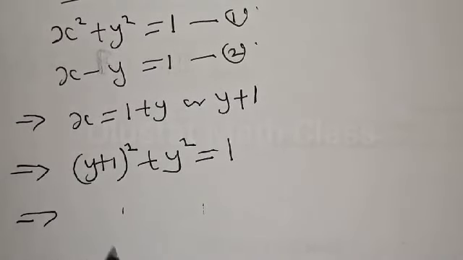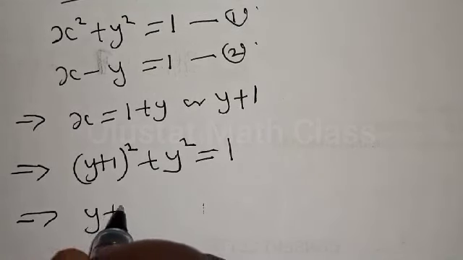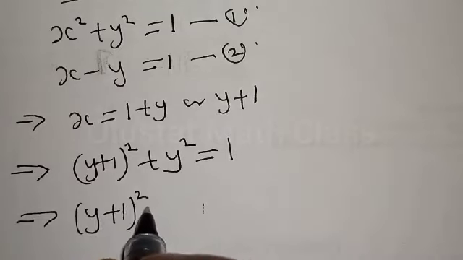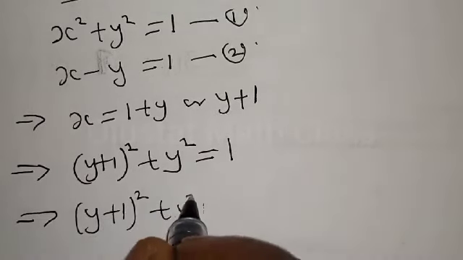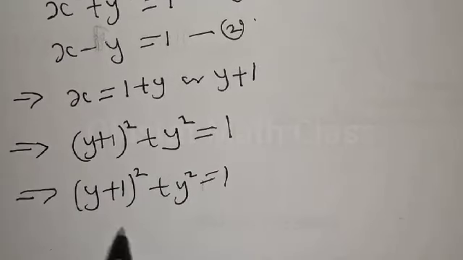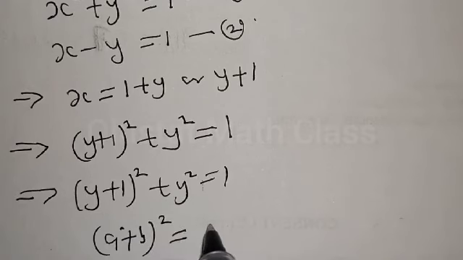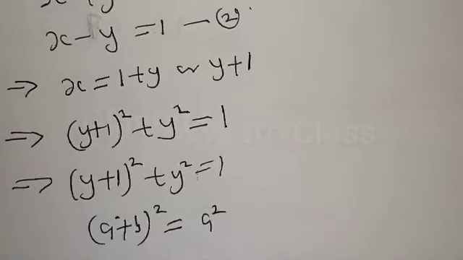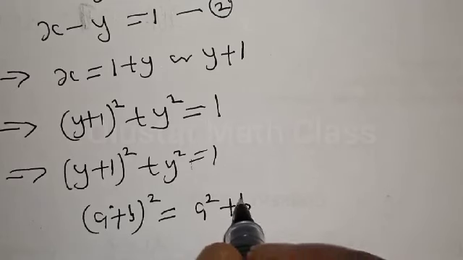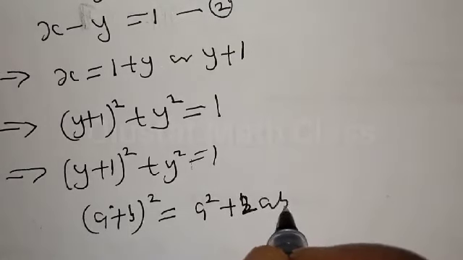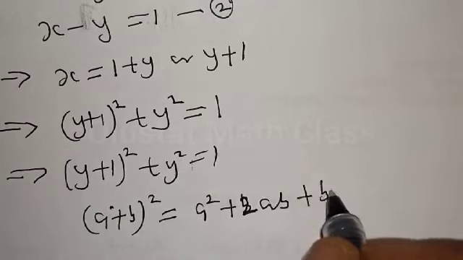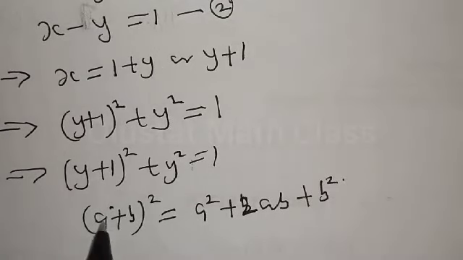This implies that we have y plus 1 squared plus y squared equal to 1. But we know that a plus b squared is the same thing as a squared plus 2ab plus b squared. And in this case, our a is y and our b is 1.